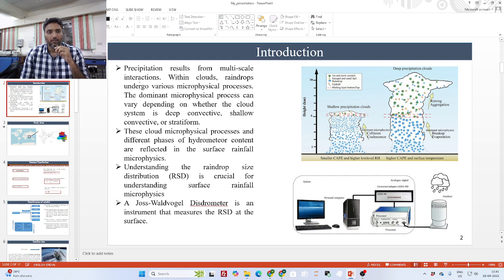To introduce, we are measuring surface rainfall microphysics. Surface rainfall microphysics is closely related to cloud microphysics, as precipitation results from multi-scale interactions. Within clouds, raindrops undergo various microphysical processes. These cloud microphysical processes and hydrometeor content are reflected in the surface rainfall microphysics. To understand surface rainfall microphysics, RSD, that is raindrop size distribution, is very crucial. To measure the RSD, we have used a Joss-Waldvogel distrometer.